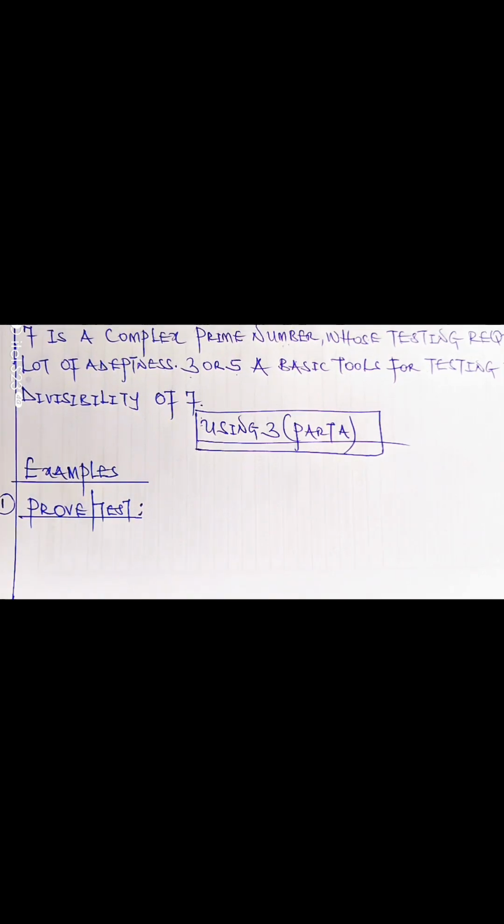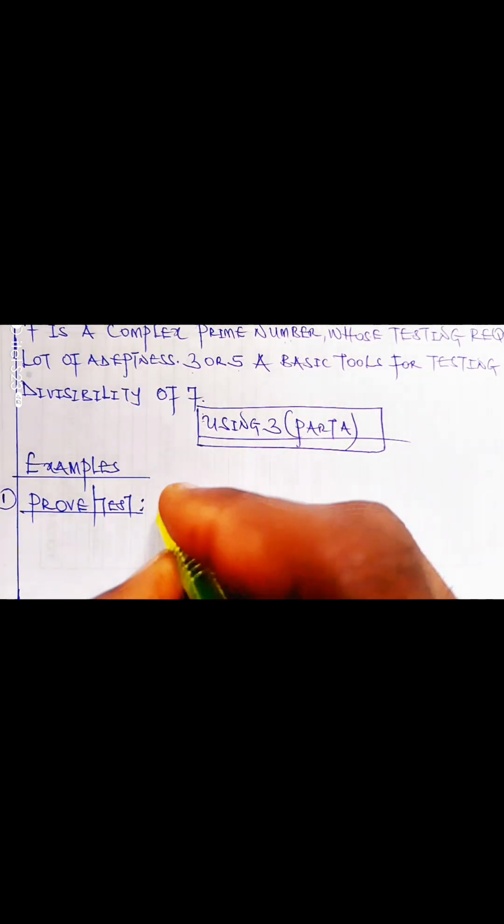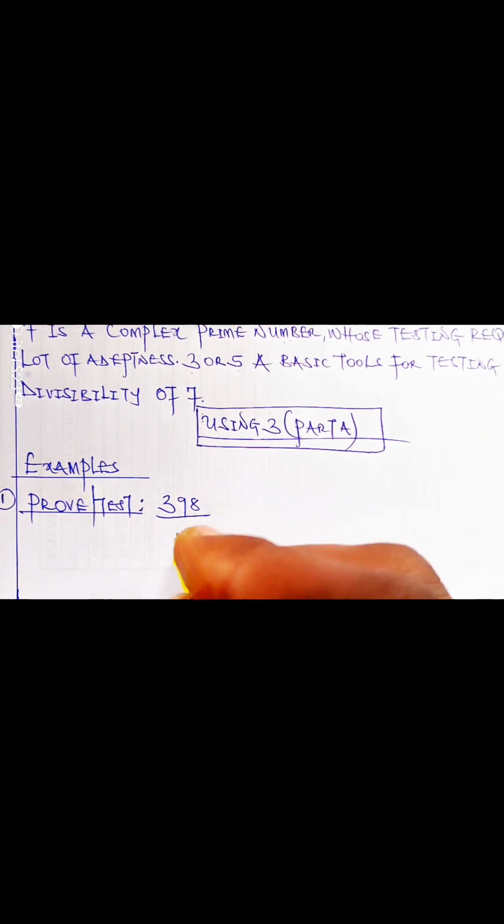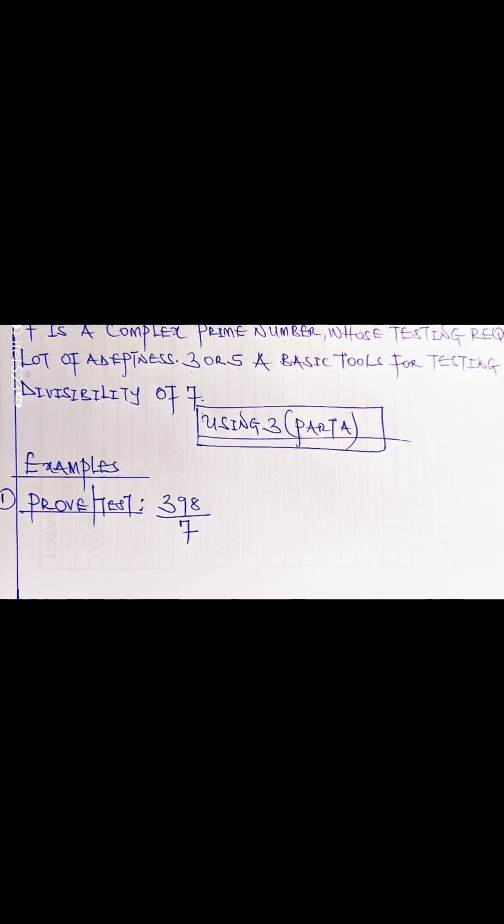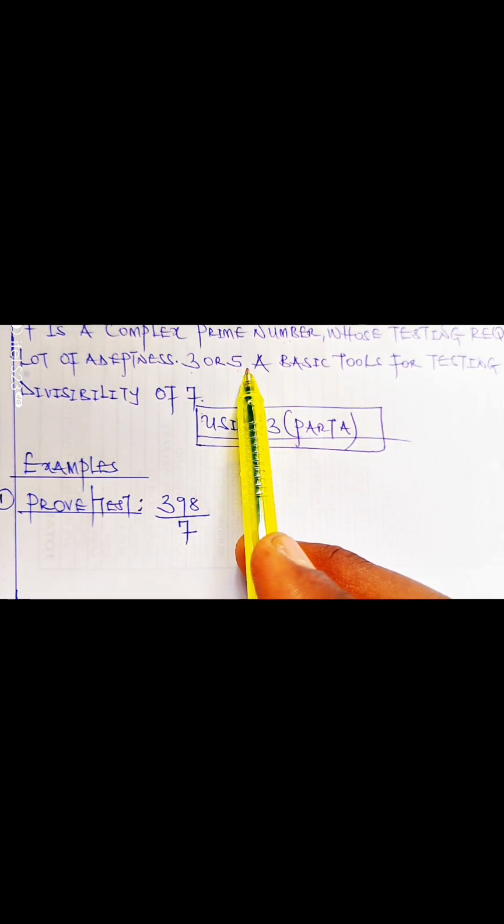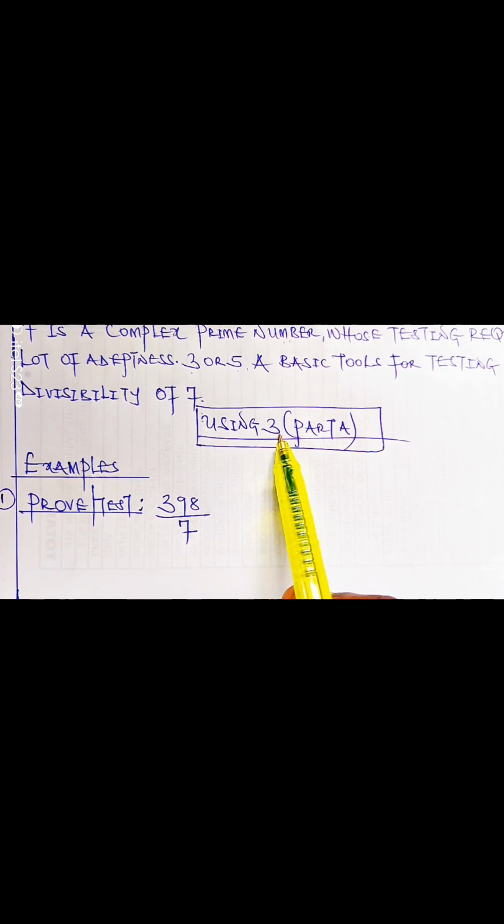We have a couple of examples. The first is to prove or test 398 divided by 7. How do I get to know if 7 will divide 398? How do I tell? Now the rule is this: for 7 we use either 3 or 5. Today we are going to be using 3, which is the first part, part A. I'll be using 5 in the second part. So how do we use 3 to test if 7 will divide a number without a remainder or if there will be a remainder?